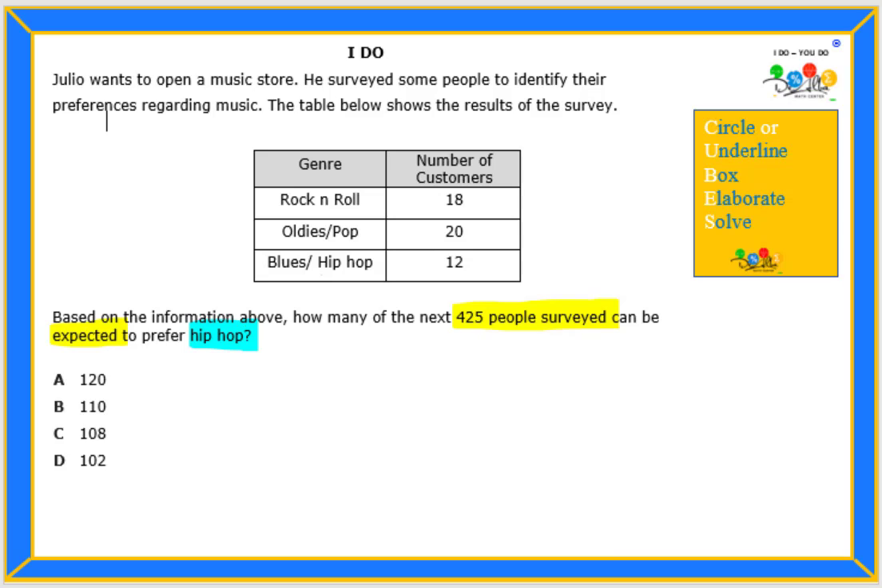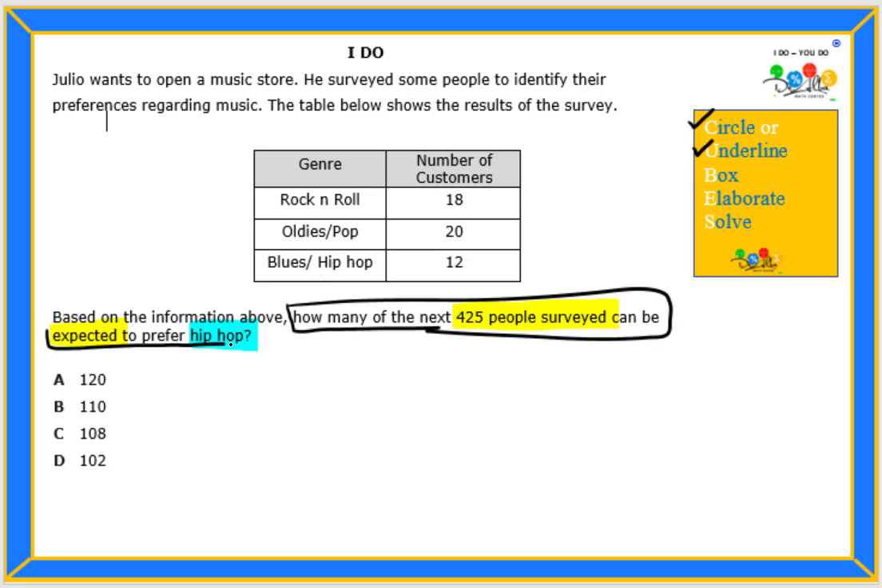So we have highlighted our important information. We can also use circling or underlining as long as we are making sure that we are picking out the important information. Also, we want to make sure we box in our question and reread it again. How many of the next 425 people surveyed can be expected to prefer hip hop?